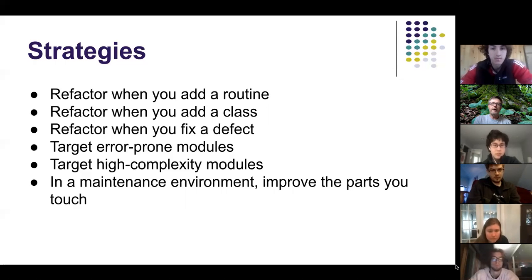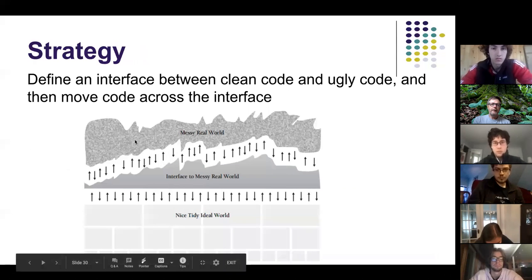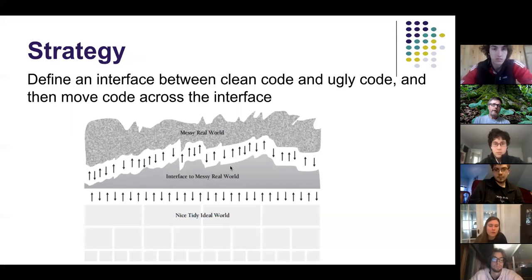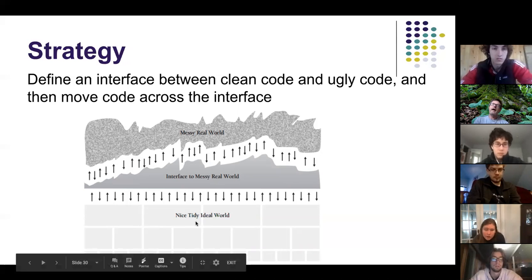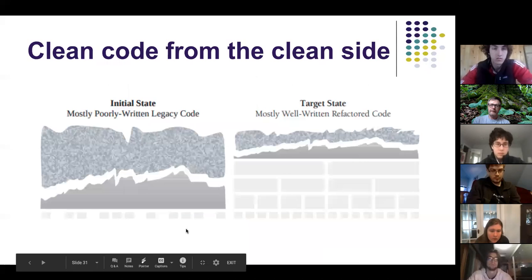So in a maintenance environment, improve everything you touch, right? It's kind of the idea of let's go ahead and clean up while we're in here. So one thing we can think about is that basically what our goal should be, we have the messy real world that we want to interface with. And we're going to have messy code to interface with the messy real world. But let's try to have as much as possible of the code neat and tidy.